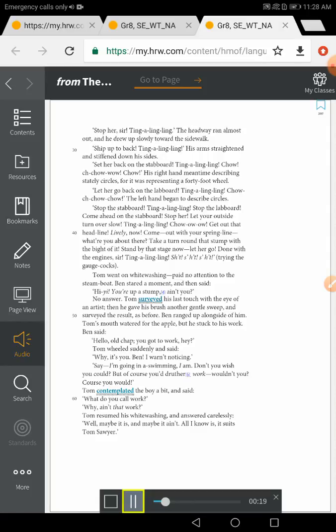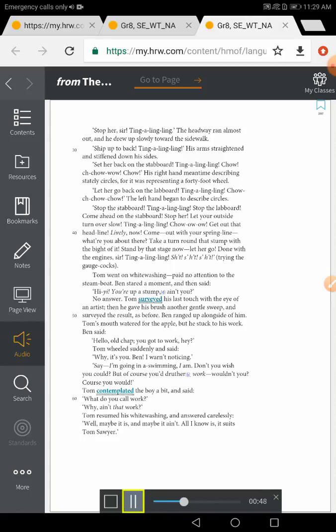His right hand, meantime, describing stately circles, for it was representing a 40-foot wheel. Let her go back on the larboard! Ting-a-ling-ling! Chow! Cha-chow! Chow! The left hand began to describe circles. Stop the starboard! Ting-a-ling-ling! Stop the larboard! Come ahead on the starboard! Stop her! Let your outside turn over slow! Ting-a-ling-ling! Chow! Wow! Get out that headline!